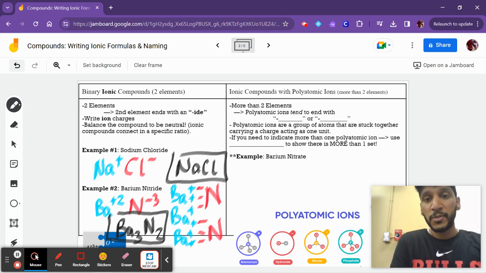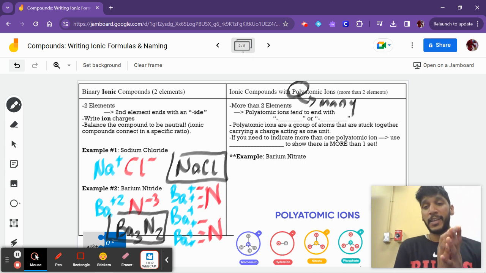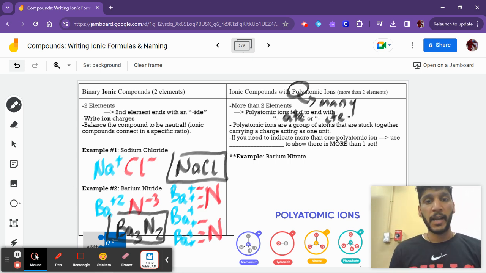Now we've got something new. We've got this thing called a polyatomic ion. Poly just means many. So that's when you've got a bunch of different atoms that are stuck together and carry a charge with them. Those are what our polyatomic ions are. And these polyatomic ions, their names tend to end with ate or ite. That's one way of being able to recognize these polyatomic ions. So in our example here, we've got barium nitrate. Ooh, we've got that ate ending. So that means we've got a polyatomic ion somewhere there.